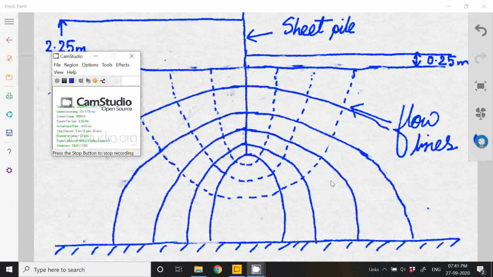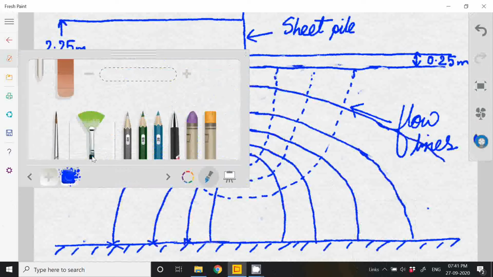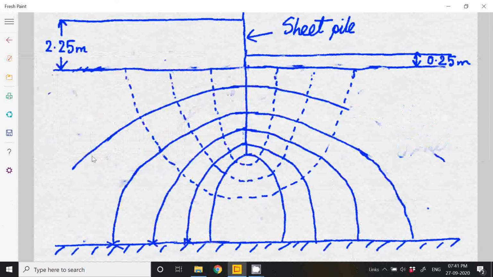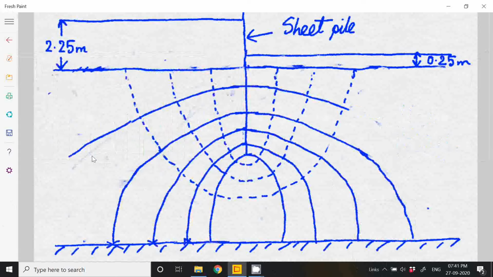So these equipotential lines, they will reach the impermeable layer here. I'm just extending it. In these equipotential lines, maybe it will reach it somewhere far away. It will reach the impermeable layer somewhere far away. So let us assume that we cannot show it in the diagram. Obviously it will reach the impermeable layer, but it will be somewhere far.